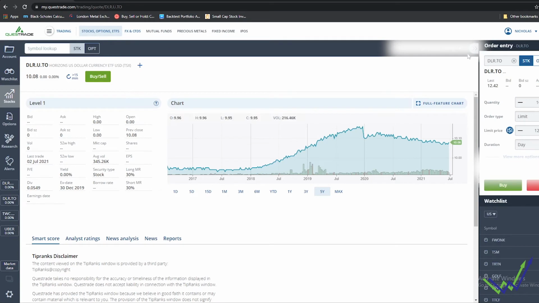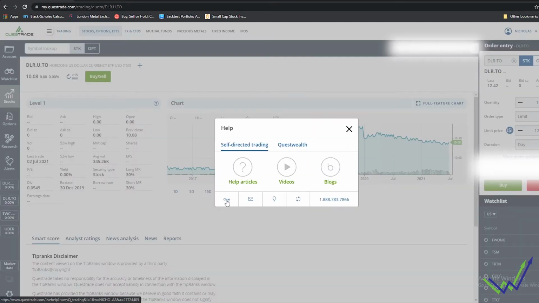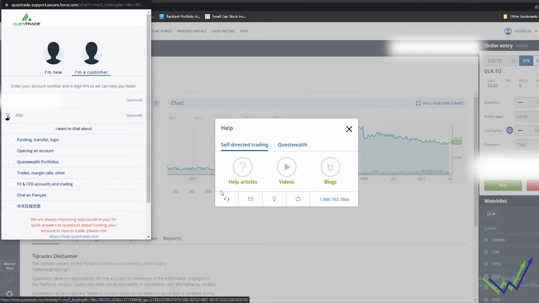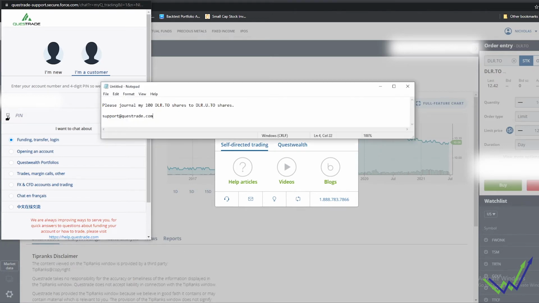going to do is you can either come to your account name up here, hit help, hit this little chat button here. It happens to be a weekend, so it's definitely not live. You're going to want to go to funding and transferring. And what you're going to ask is, please journal my 100 DLR.U shares to DLR.U.TO. Now they're going to ask you security questions and what account number you want this to happen in if you do happen to have multiple accounts.